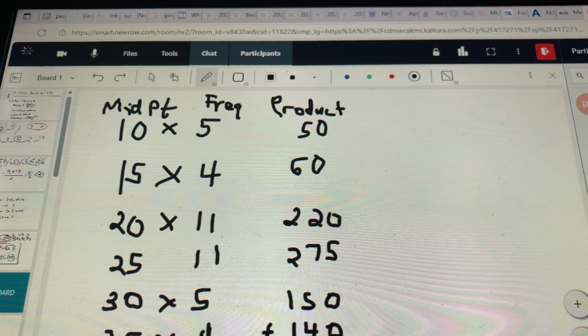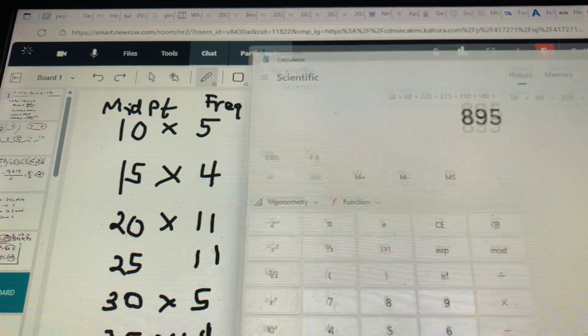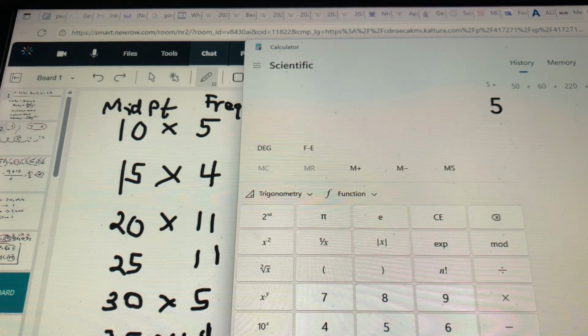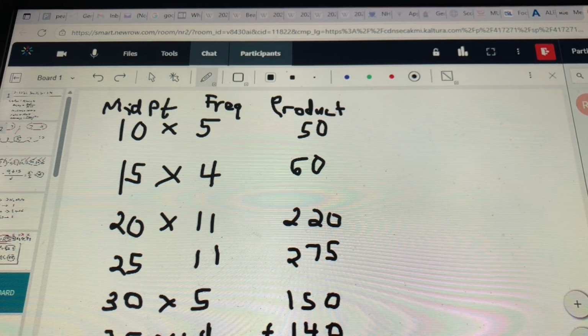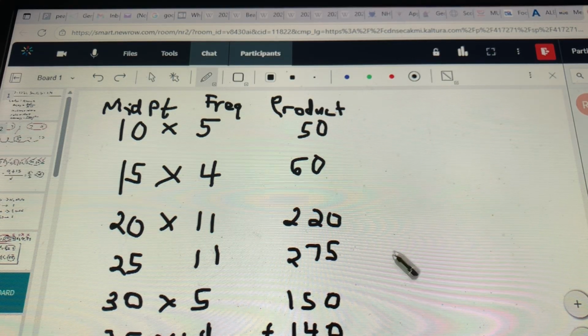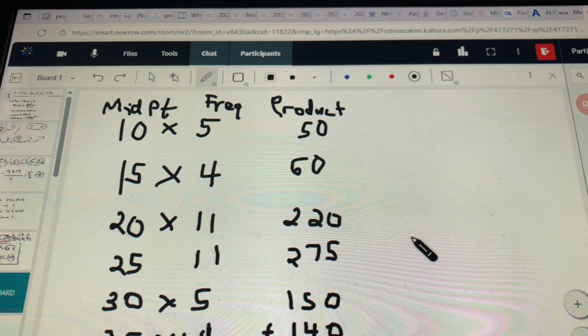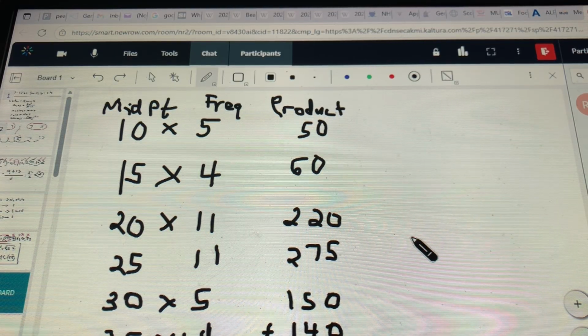And how many numbers are here? That's what frequency is all about. So now you add all the frequencies. 5 plus 4 plus 11 plus 11 plus 5 plus 4. There were 40 numbers in this data set. So instead of writing all 40 of them down and adding all 40 of them, doing the products in essence amounts to doing that same exact thing.